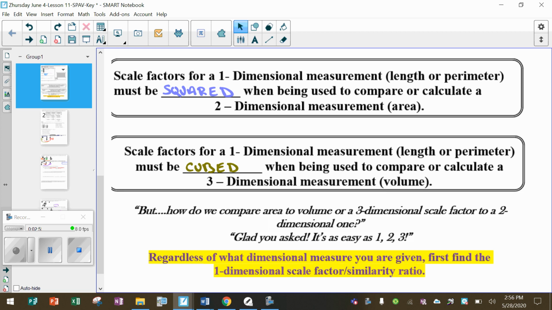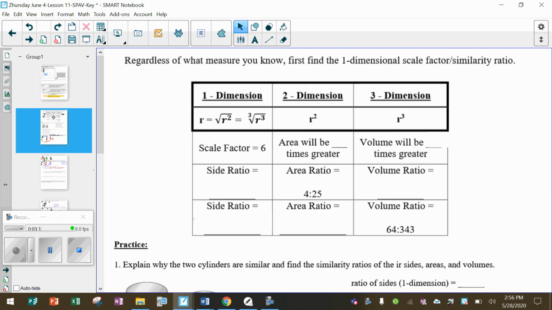Now, when we do some of these examples coming up, we're going to start sometimes with the one-dimensional, sometimes with the two-dimensional, sometimes with the three-dimensional calculation or measurements. No matter which one we start with, we have to get it to the one-dimensional scale factor first before we can jump to any of the other ones. So let me show you what I mean by that.